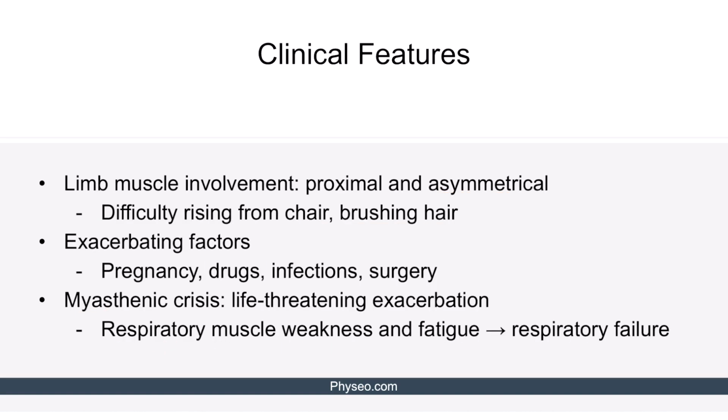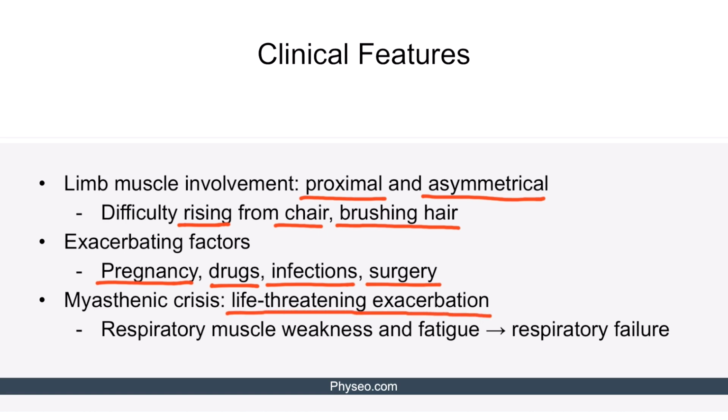This is usually proximal and asymmetrical, and patients can experience difficulty rising from their chairs or brushing their hair. Symptoms can be exacerbated by factors such as pregnancy, drugs, infections, and surgery. Myasthenic crisis is a life-threatening exacerbation of myasthenia gravis that's important to be aware of. It presents with severe muscle weakness and fatigue that involves the respiratory muscles and can lead to respiratory failure.